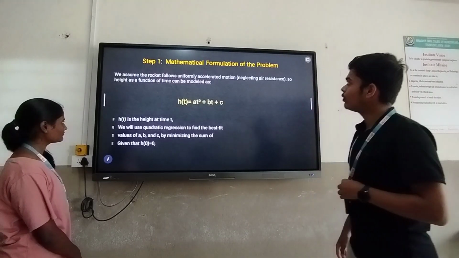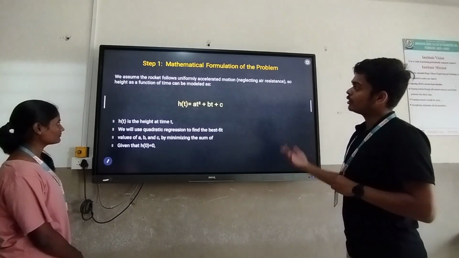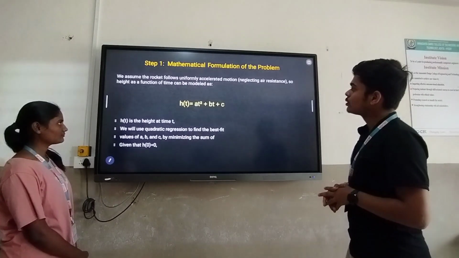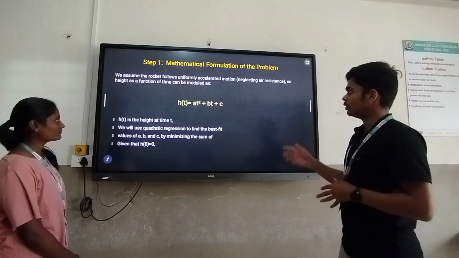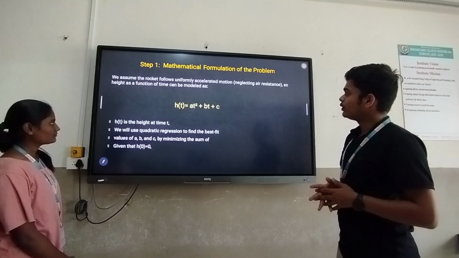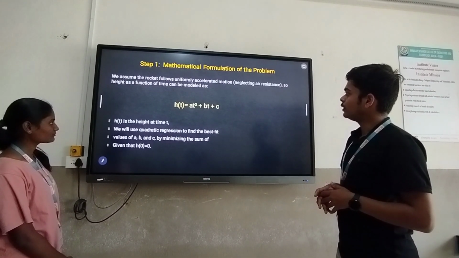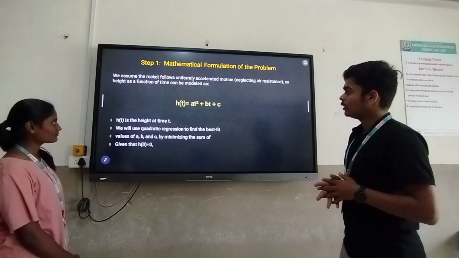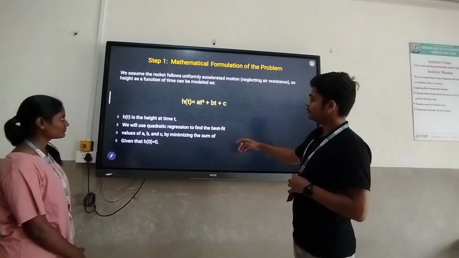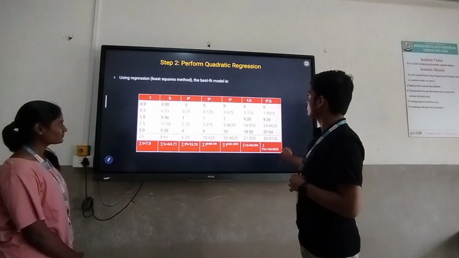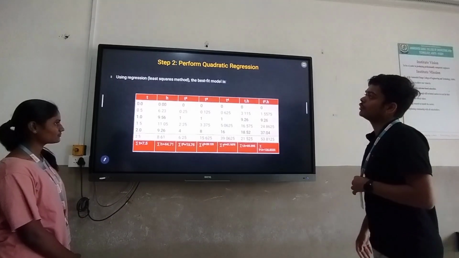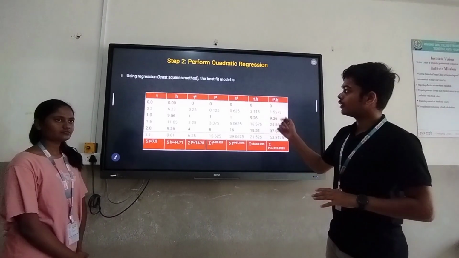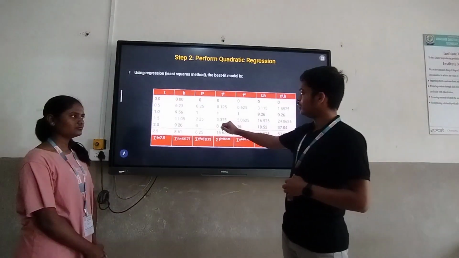The mathematical formulation of our problem: let us assume the rocket follows uniformly accelerated motion, neglecting air resistance. So height as a function of time can be modeled as h(t) = at² + bt + c, where h(t) is the height at time t. We are solving this problem by a quadratic equation, and we are finding the regression according to the values given in the table.